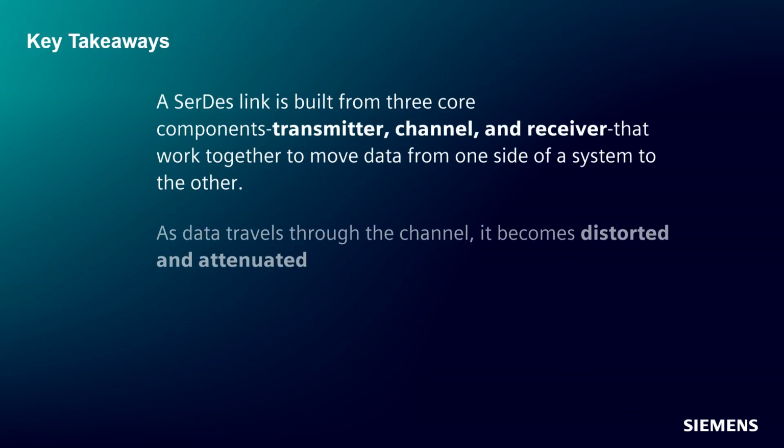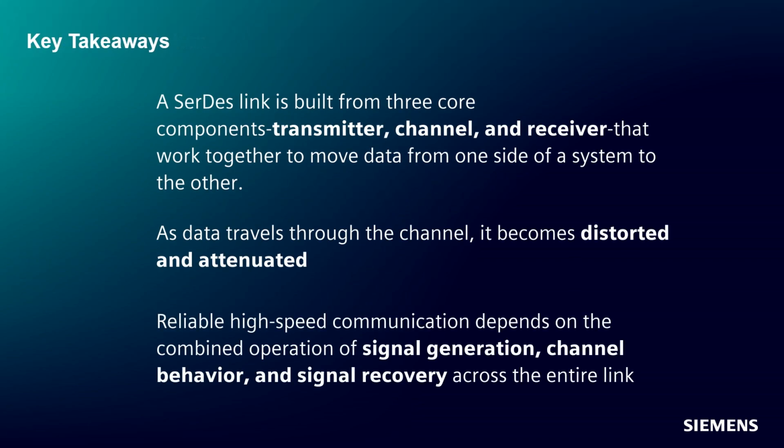In this video, we've looked at the overall structure of a SerDes link and how data moves from the transmitter through the channel and into the receiver. We saw how the transmitter converts parallel data into a high-speed serial stream, how the channel behaves as a frequency-dependent system that distorts that signal, and how the receiver works to recover both the data and the timing from that imperfect waveform. In the next video, we're going to dive deeper into the fundamentals of how these signals behave.